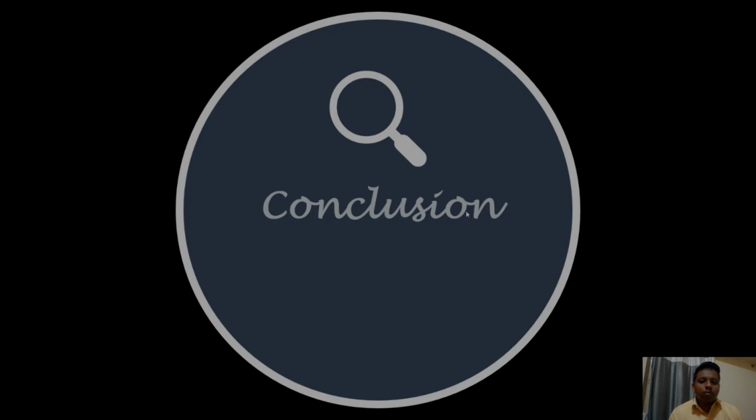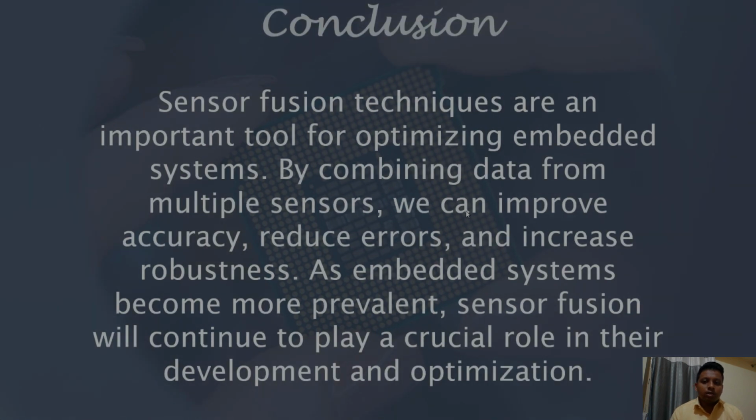For the last, we go to the conclusion. We saw that sensor fusion techniques are a very important tool for optimizing embedded systems. By combining data from multiple sensors, we can improve accuracy, reduce errors, and increase the outcome of an embedded system. Embedded systems become more prevalent when we use sensor fusion, and this plays a crucial role in the development and optimization of embedded systems.